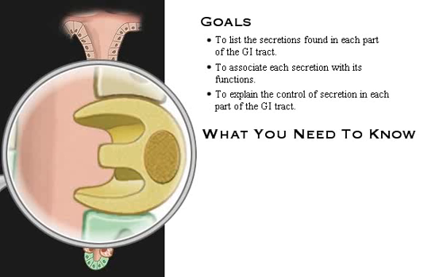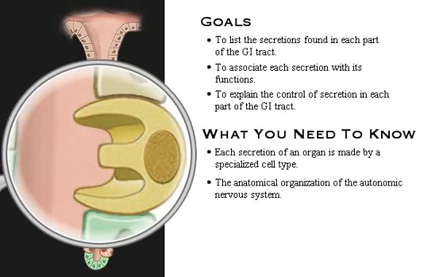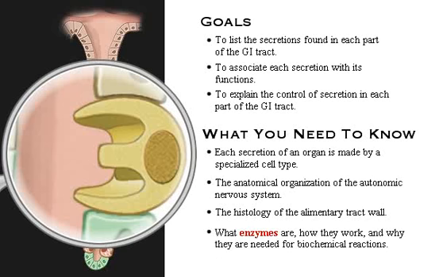Here's what you need to know. Each secretion of an organ is made by a specialized cell type. The anatomical organization of the autonomic nervous system. The histology of the alimentary tract wall. What enzymes are, how they work, and why they are needed for biochemical reactions. To see definitions of terms, click the bold red words.